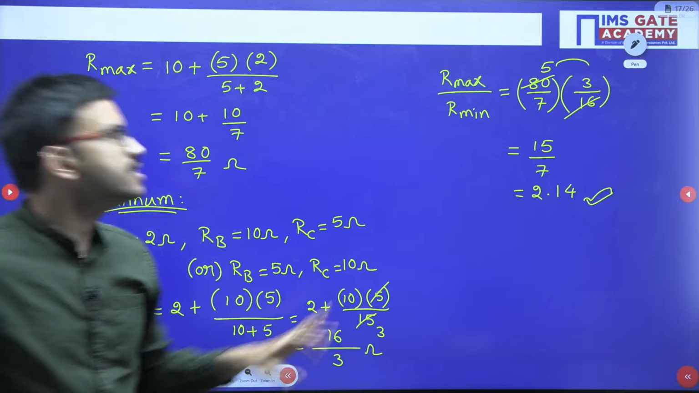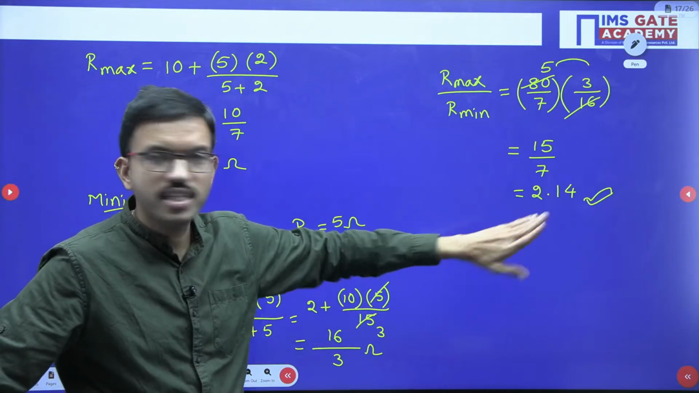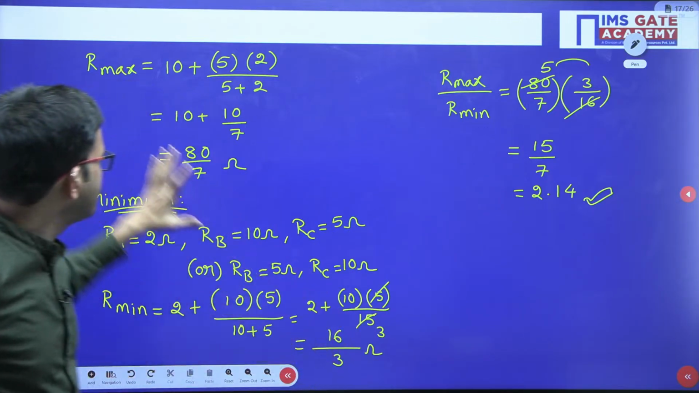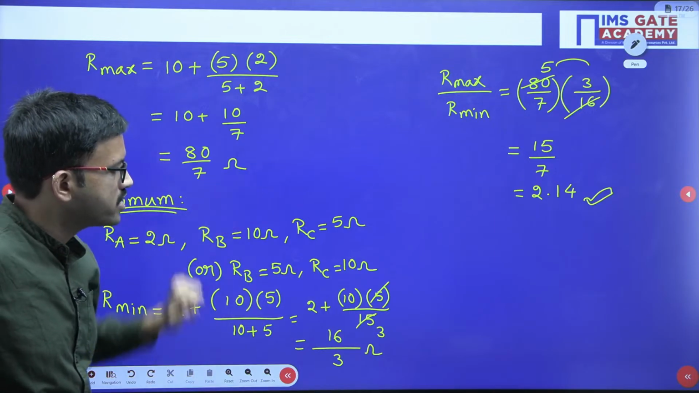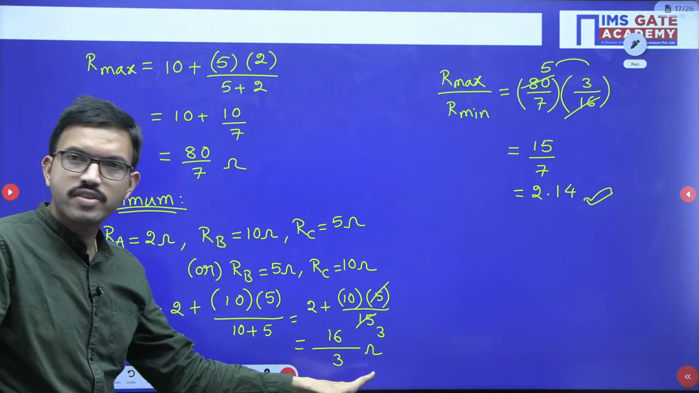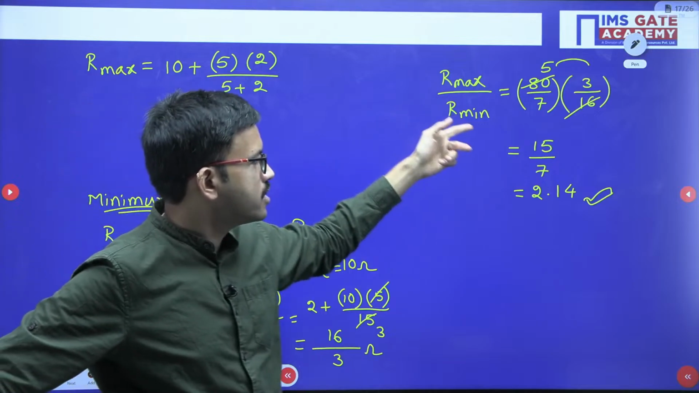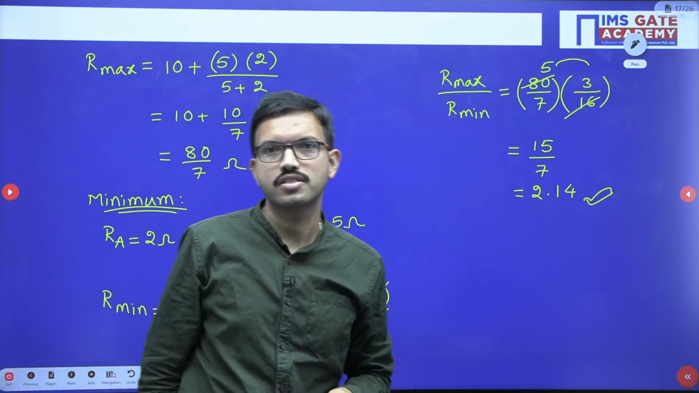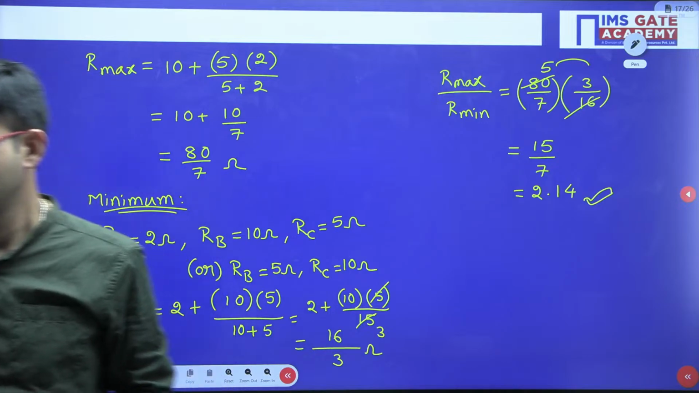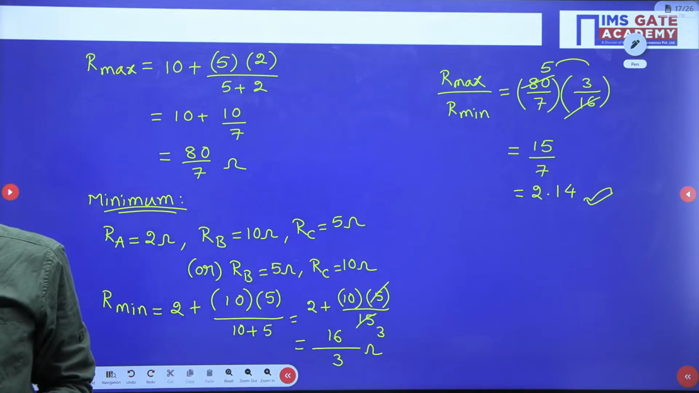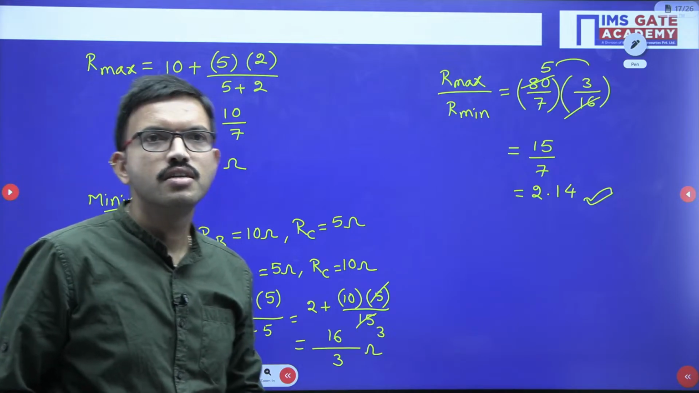Because it is a ratio of two resistors, there won't be any units. If you observe, regarding maximum resistance you are having units ohm, similarly minimum resistance you are having units ohm, but whenever you are taking the ratio, there won't be any units. Okay, I hope it is clear for everyone.